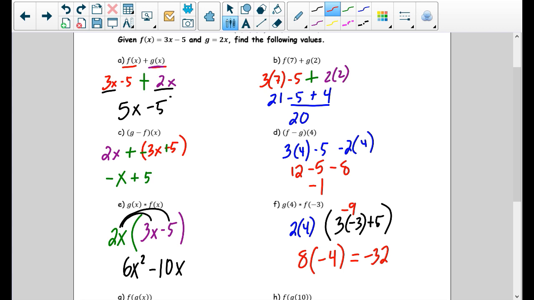So again, the biggest thing is going to be plugging these numbers in and making sure you got the parentheses where they need to be, especially with the calculators. Okay.